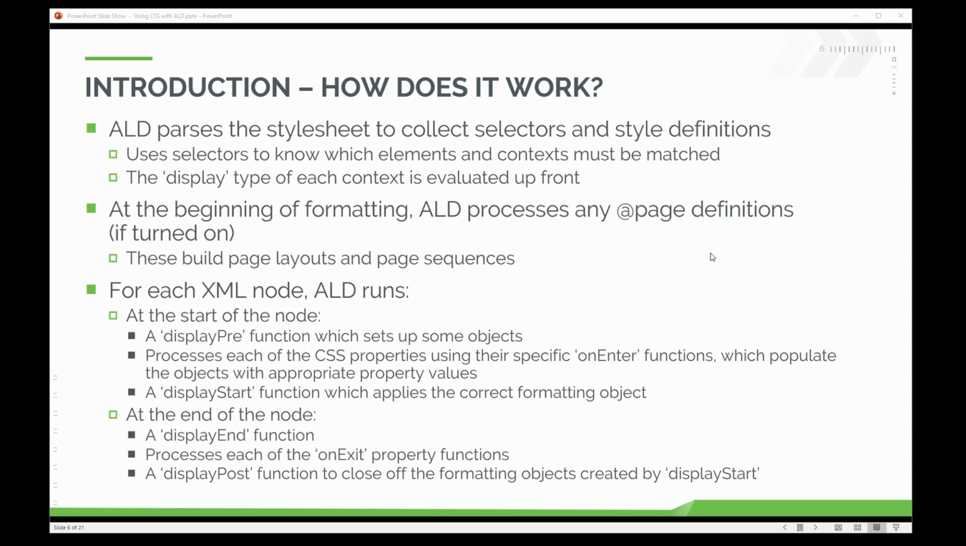On the way out of the node, it kind of does things backwards. So it'll run the display end function, which doesn't do an awful lot, to be honest. If there are on-exit versions of the property functions, then it will run those, and then there will be a display post function which closes off any of the formatting objects. So if you've created a block in the display start function, then the display post will close off that block and make everything tidy.